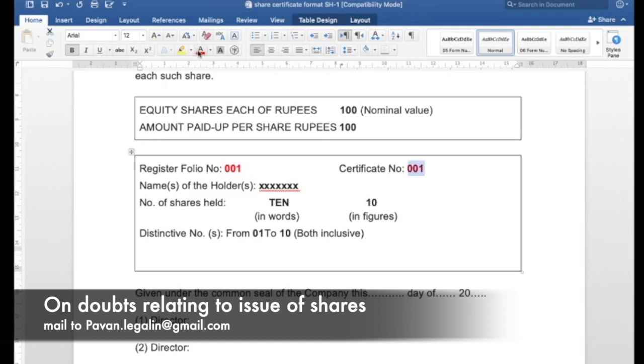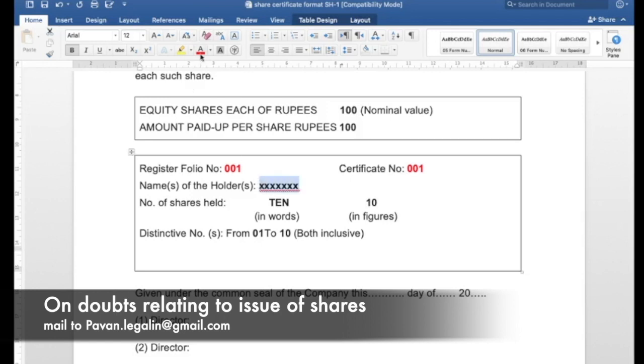It depends upon how many certificates we print, what is the number of certificates that are printed by the company. So it is just like a page number for any book. So it goes as 1, 2, 3, 4, to start with 001 and so on and so forth, even for this, followed by the name of the shareholder.